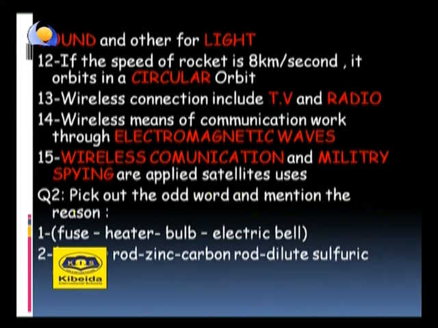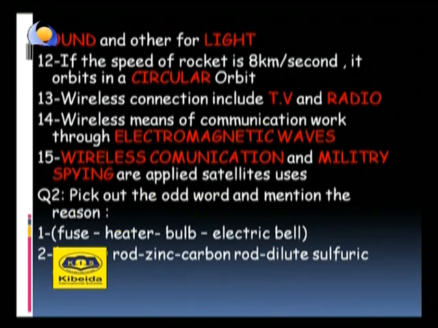This is about the speeds of the rockets for launching and releasing the rockets to send the satellite to outer space. 13, wireless connection include TV and radio. Wireless connection, one of the types of means of communication. We divided means of communication types into wireless and wired, wired using wires and wireless using electromagnetic waves. And the devices that use electromagnetic waves are TV and radio.